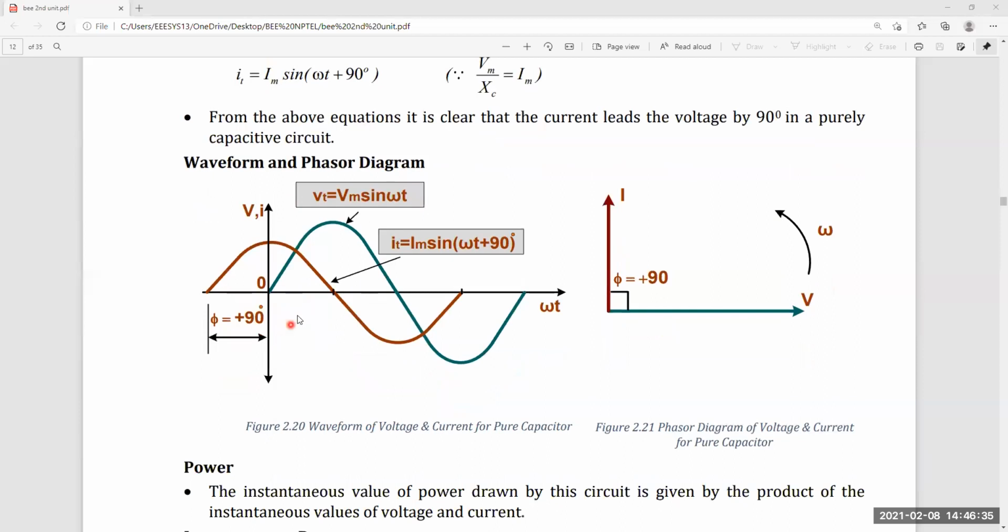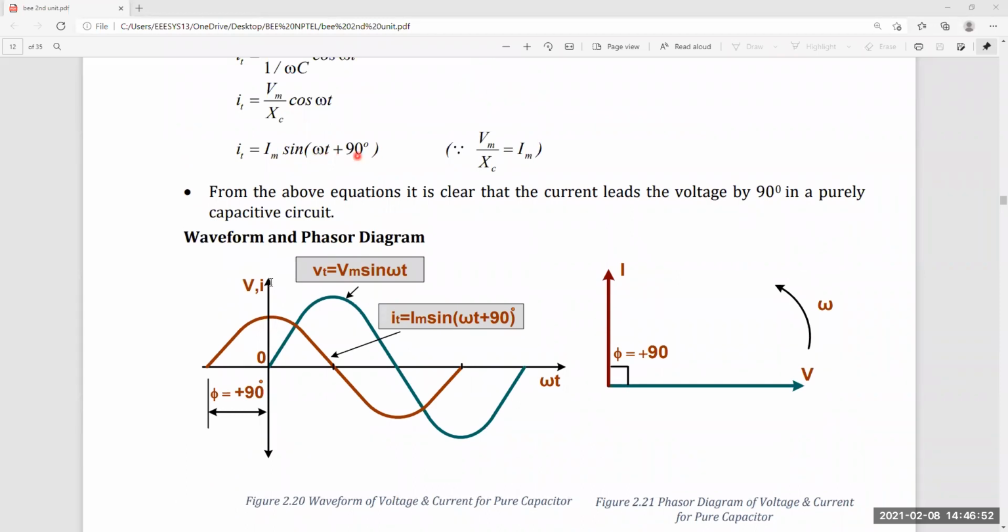So that's why it starts from here onwards. Current leads the voltage by 90 degrees. So before the voltage waveform starts, the current waveform has already started, 90 degrees earlier. That much current flowing through the capacitor has already started before the voltage waveform starts. Understood? That means voltage lags the current by 90 degrees. Otherwise, current leads the voltage by 90 degrees. So that's why we will get the phasor diagram.